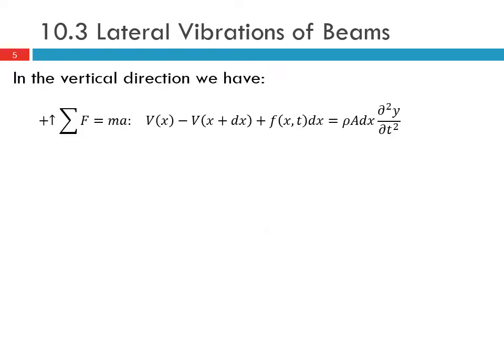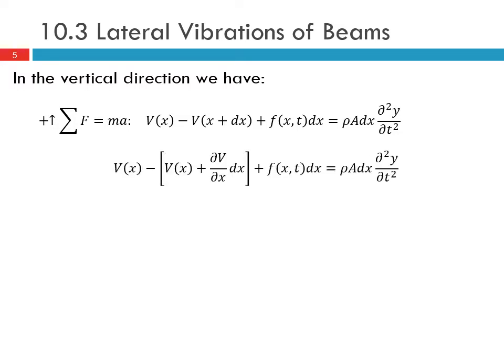Now if we take the forces in the vertical direction, sum of F equals ma, we have v of x minus v of x plus dx plus f of x and t dx is equal to rho a dx partial 2y by partial t squared. So we can just rearrange this slightly. So v of x minus v of x plus partial v by partial x dx. Basically we're writing this in this form, plus f of x and t dx is equal to rho a dx partial 2y by partial t squared.